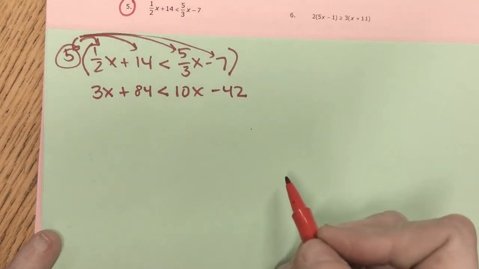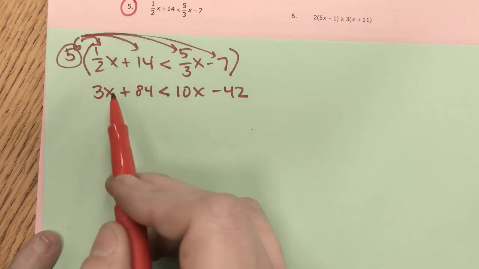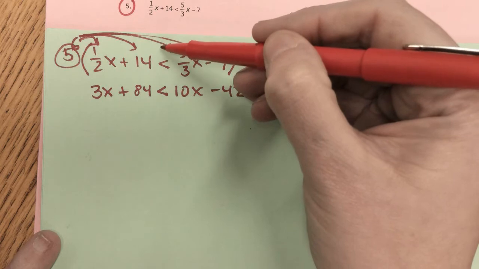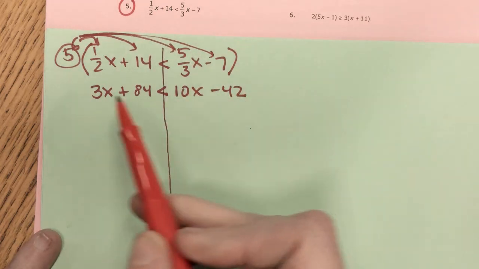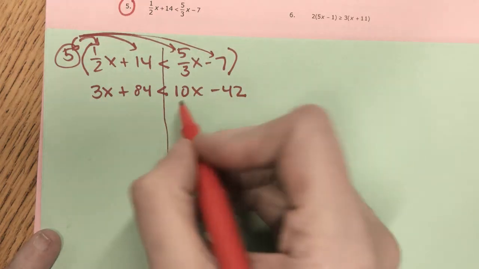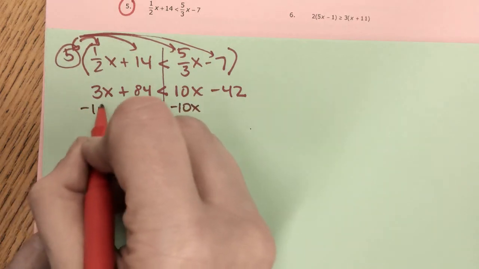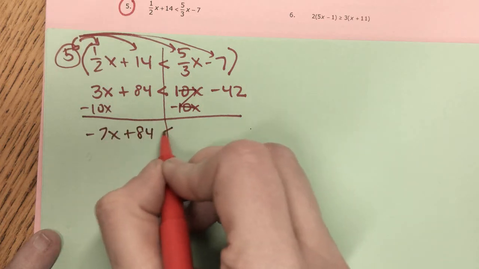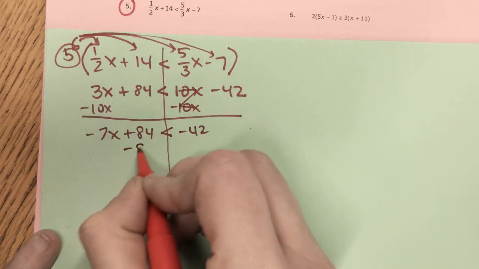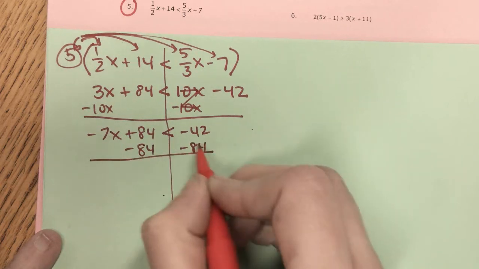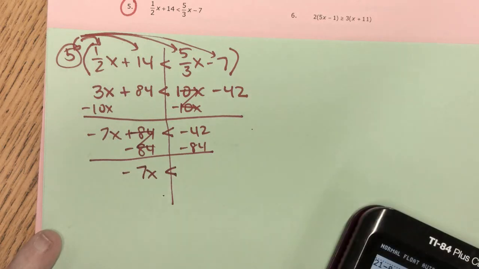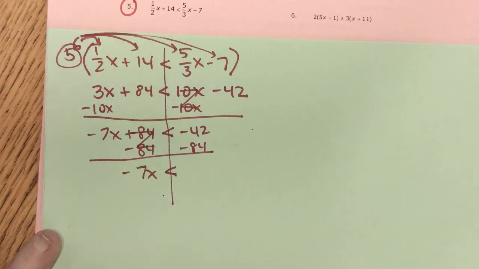So now I'm going to start solving this. All my terms are combined. I've only got one of each type of term on either side of the equal sign, and you can put the wall down the middle if you want to. Now I'm going to start moving my stuff to the left or right. I'm going to subtract 10x from both sides. This zeroes out, giving me -7x plus 84 is less than -42. Now I'm going to subtract 84 from both sides. I get -7x is less than -126.